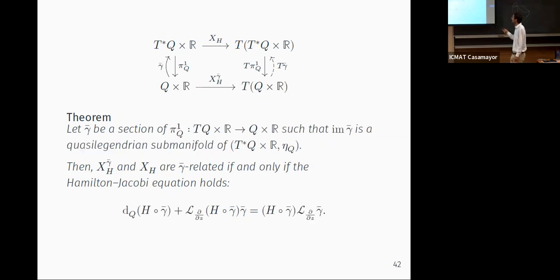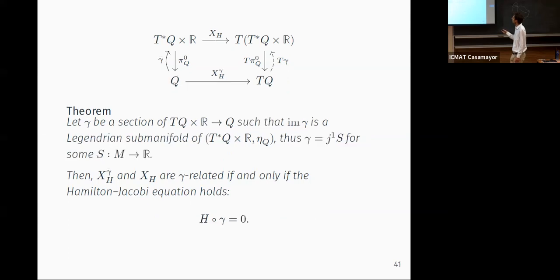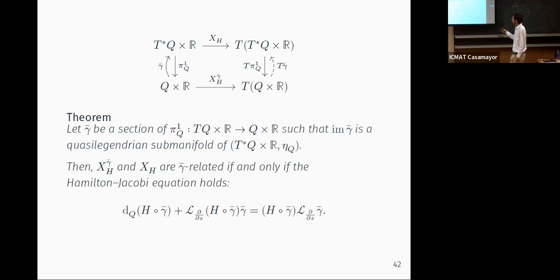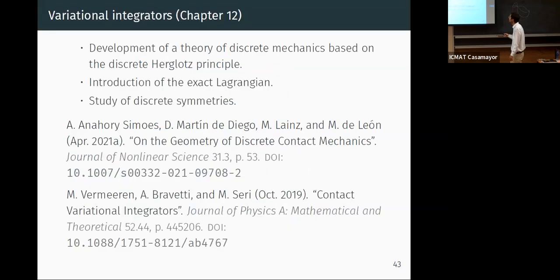In the case that the section gamma is allowed to depend on the action, now before it was a section from Q to the cotangent bundle times R, and now it's a section from Q times R to the cotangent bundle times R. Okay. Now, for this diagram to commute, this equation has to be satisfied, which is slightly more complicated, but also, these solutions are a little bit more useful.